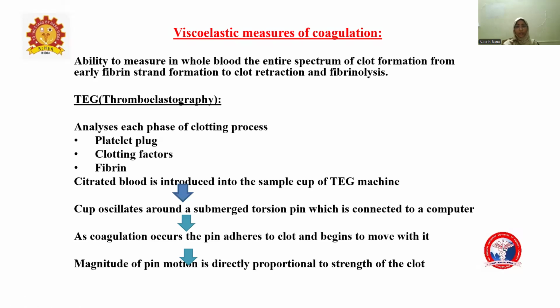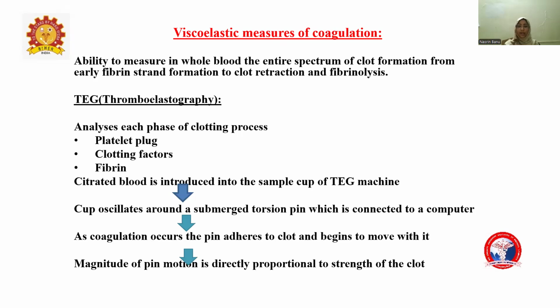So, coming to the next measures of coagulation, that is viscoelastic measures of coagulation. This indicates the ability to measure in whole blood the entire spectrum of clot formation, from early fibrin strand formation to clot retraction and fibrinolysis. That includes TEG, ROTEM, and Sonoclot. Now we'll discuss in detail about TEG, that is thromboelastography. Thromboelastography analyzes each phase of the clotting process, from platelet plug to clotting factors and fibrin.